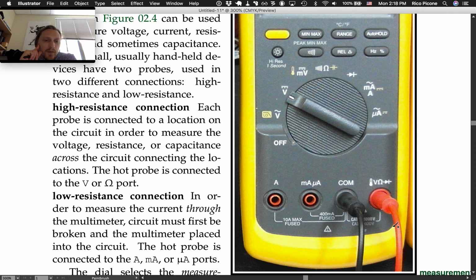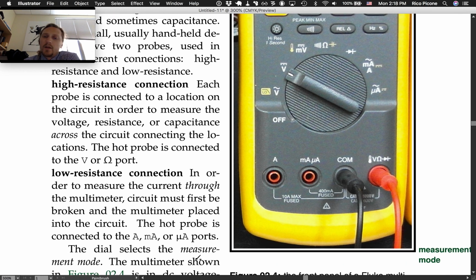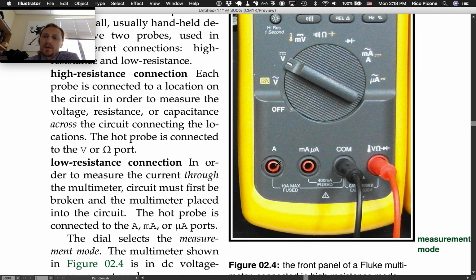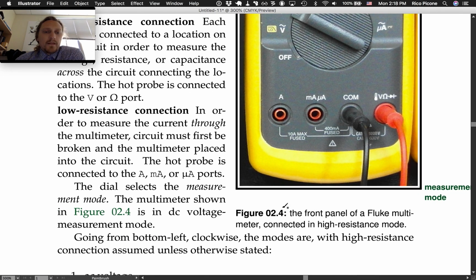The hot probe is connected to the A for amp, mA for milliamp, or μA for microamp ports. So when you're in that connection, you need to have the hot probe in one of these: this one if it's for small current, and this one if it's for high current. The dial selects the measurement mode.